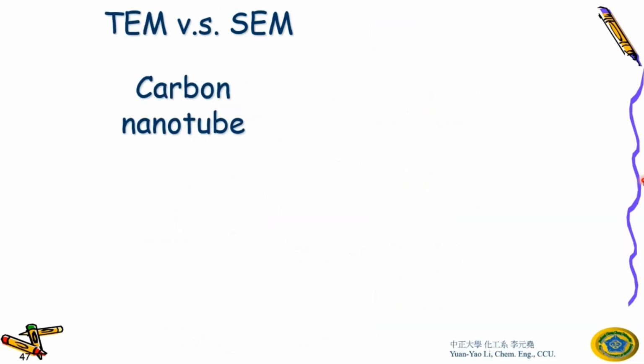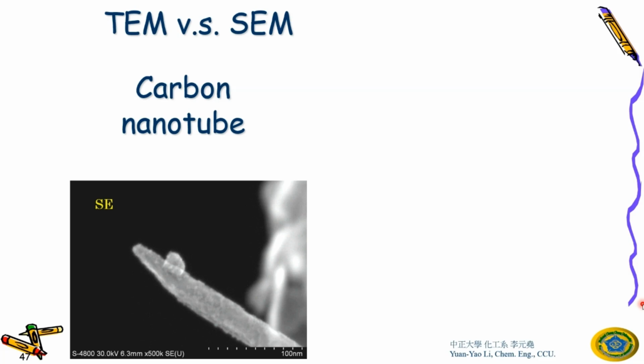So here I just want to show you an example using a carbon nanotube as a material. This is the SEM image. It looks like a tube, right? Or a rod. A rod is solid inside. A tube means it is hollow inside, right? Okay, but when you see the SEM image, you don't know if it's empty inside. Is it a hollow tube or is it a rod? You don't know because you don't know what's going on inside this material.